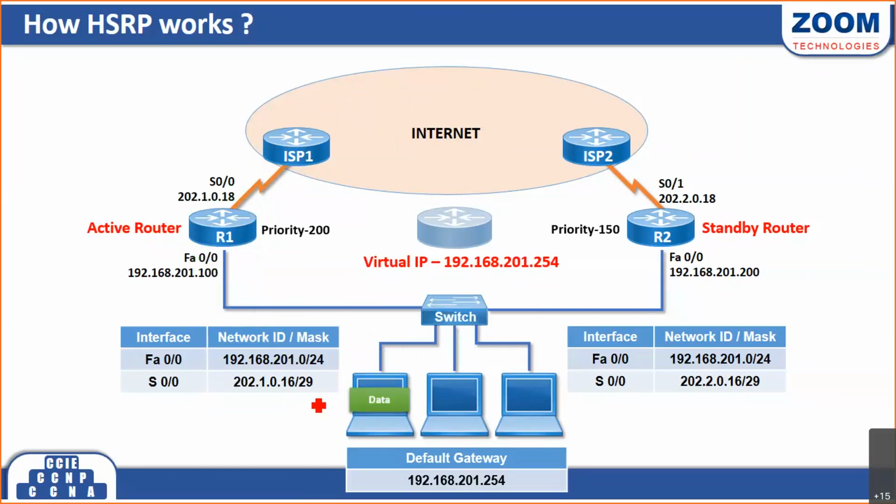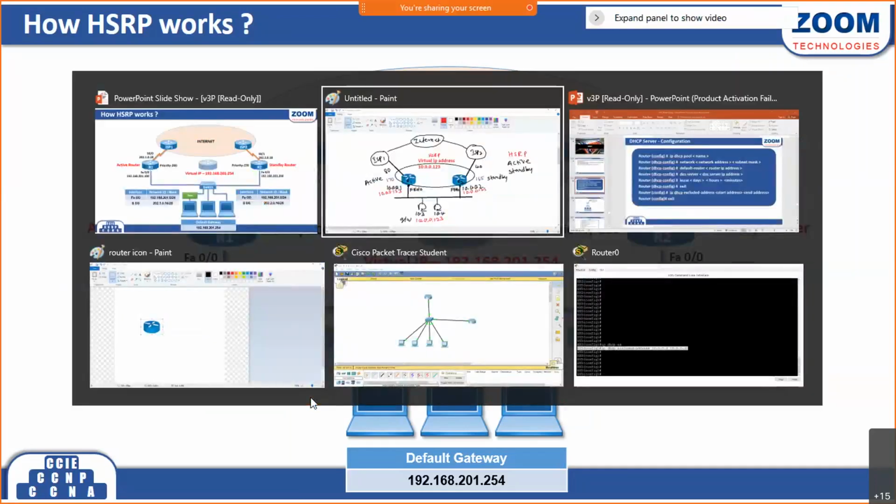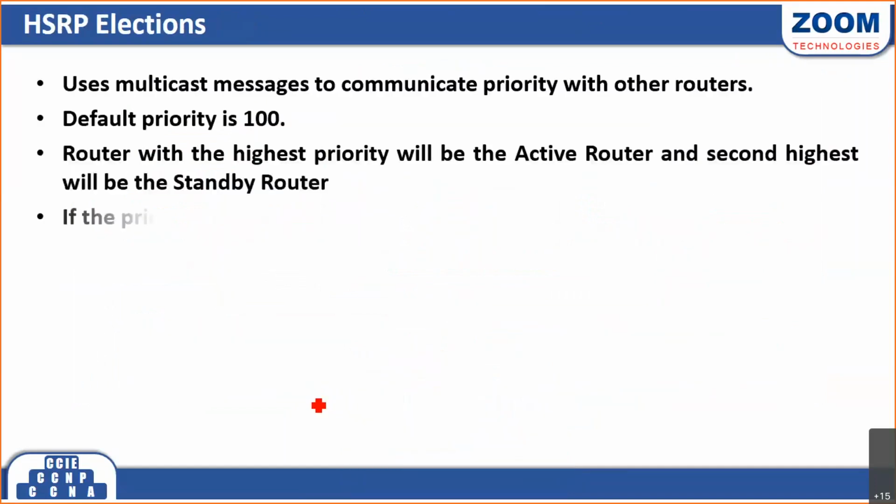Okay. In HSRP, is it possible to give the same priority to 2 routers? Yes. If the priority is the same on both routers, then the router which comes up first becomes active. That is the active router. Yeah, here the high point is that.